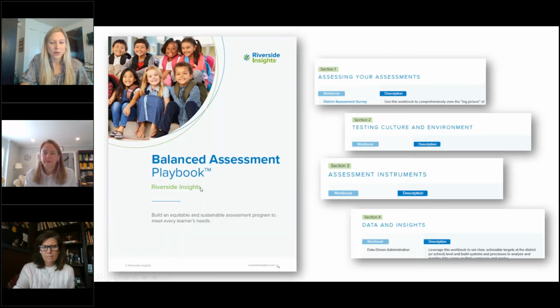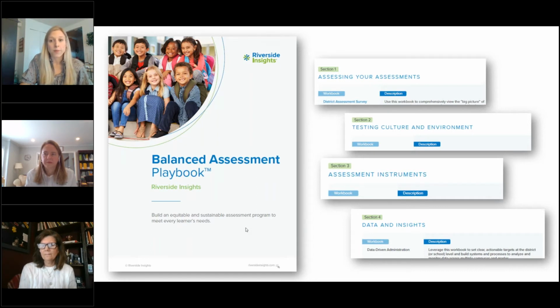So moving on, we are absolutely thrilled to launch the Balanced Assessment Playbook with the primary goal of helping you as an education leader build an equitable and sustainable assessment program to meet every learner's needs. This is an interactive workbook and playbook that you can take in entirety, or you can take sections of depending on your needs. And we really hope that this is a tool that will help you take a step back, understand your entire assessment program, and understand where you might have some strengths and where you might have some areas for growth.